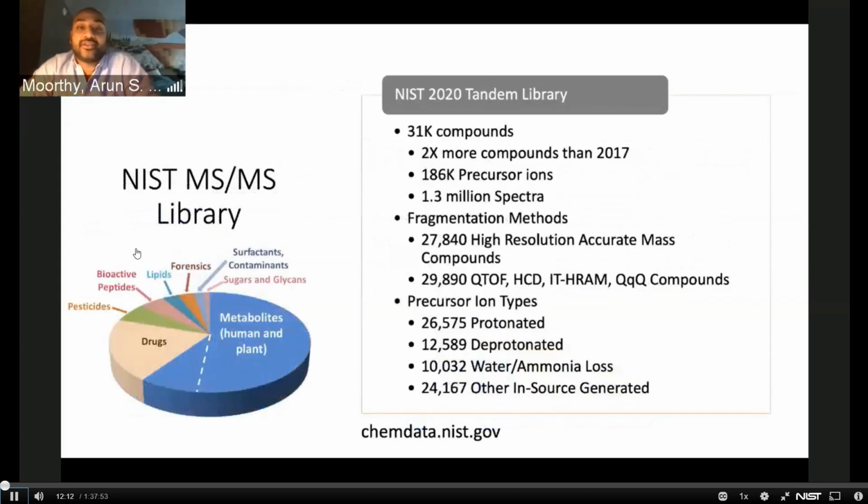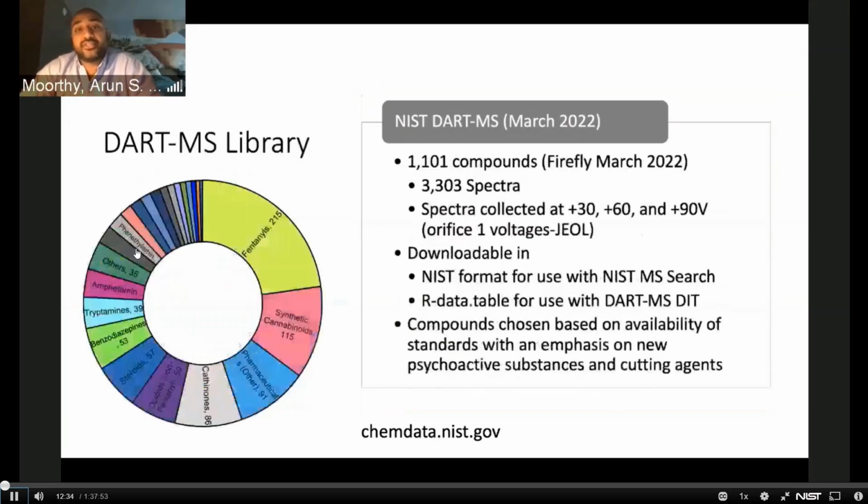All right, so the 2 libraries that probably won't come up too much in this webinar, but I just want to quickly mention, are the NIST Tandem Library and the DART library. The tandem library is MS/MS. You can see the distribution. There are a lot of metabolites, and this library is primarily used for metabolomics type analyses. And then, of course, the DART library is a drug library, for if you have ambient ionization mass spec capabilities in your lab. Both of these libraries can be used with NIST MS Search, which is a program that I'll highlight in just a couple minutes. And the DART library also comes in an R data table format to use with one of our new software tools, the DART Mass Spec Data Interpretation Tool, which was specifically designed for handling DART mass spec data.